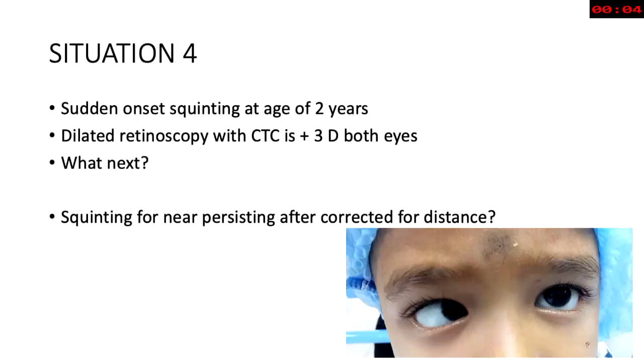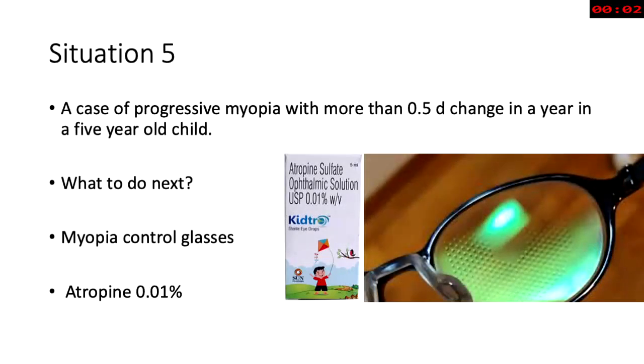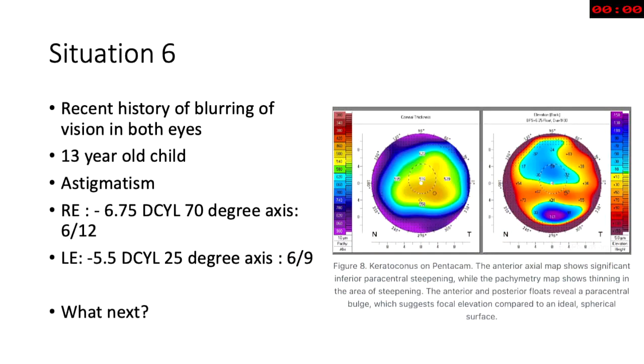Thank you, sir. The other thing which we are always encountering in our clinic is progressive myopia, with more than 0.5 diopter change in a year for a 5-year-old child. So what to do next? We do have myopia control glasses and atropine for us. And the last one, recent history of blurring of vision: a 13-year-old child with very high astigmatism, irregular axis. So we should rule out keratoconus.